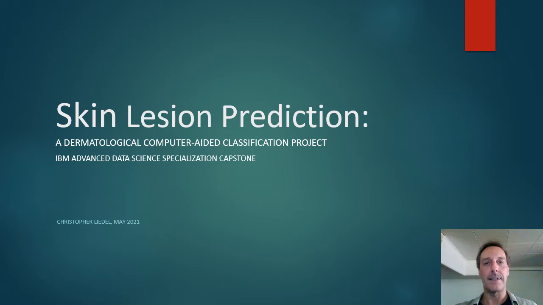I'm Chris Liedel, and this is my capstone presentation for IBM's Advanced Data Science Specialization that's offered on Coursera. I'll introduce the data set and the use case. We'll go over some data quality assessment, some pre-processing, feature engineering, we'll look at the evaluation metrics, and several machine learning models used in the project. Finally, we'll examine the top two models and the performance of the best model with a skin lesion image from an outside data source. So with that in mind, let's fire it up.